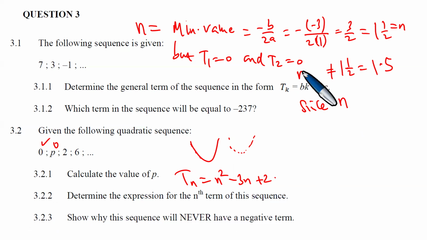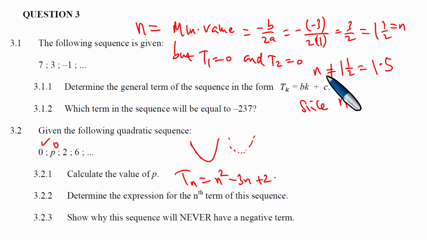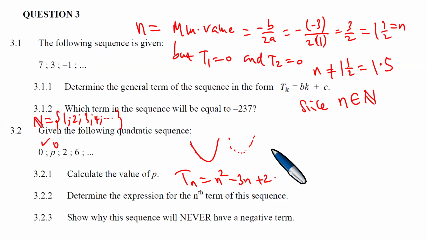Right, you can just say n is not equal to 1.5. Why is n not equal to 1.5? Since n is a natural number, and natural numbers do not contain 1.5. The set of natural numbers, for those who forgot primary school, is 1, 2, 3, 4, and so on. 1.5 is not a natural number because it's a decimal.